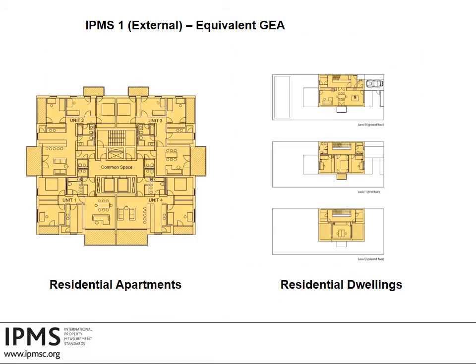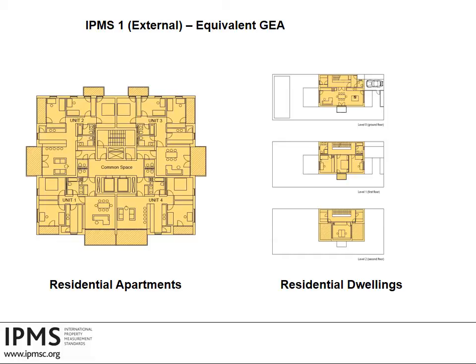IPMS comprises of 3 main standards. The first of these standards is IPMS 1, which is equivalent to GEA and measures the external area of a property. IPMS 1 is used for measuring the area of a building, including external walls, and in some markets it can be used by parties for planning purposes or the summary costings of development proposals.